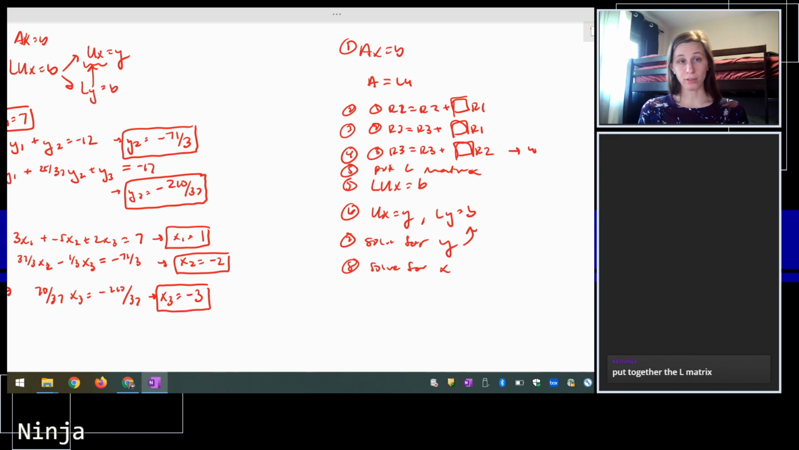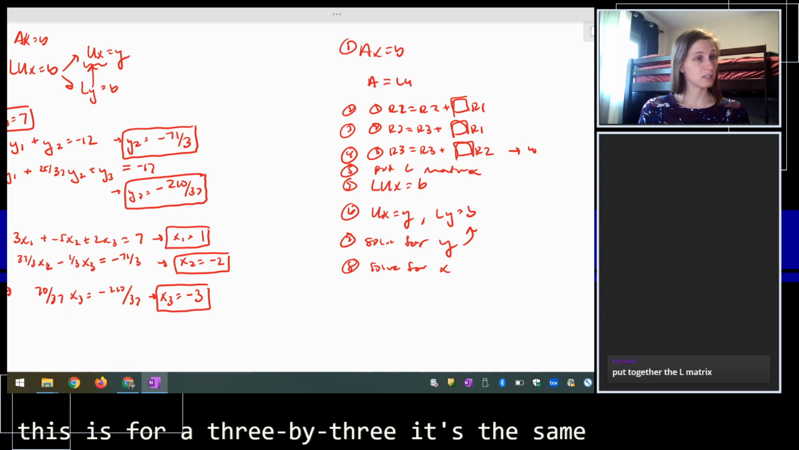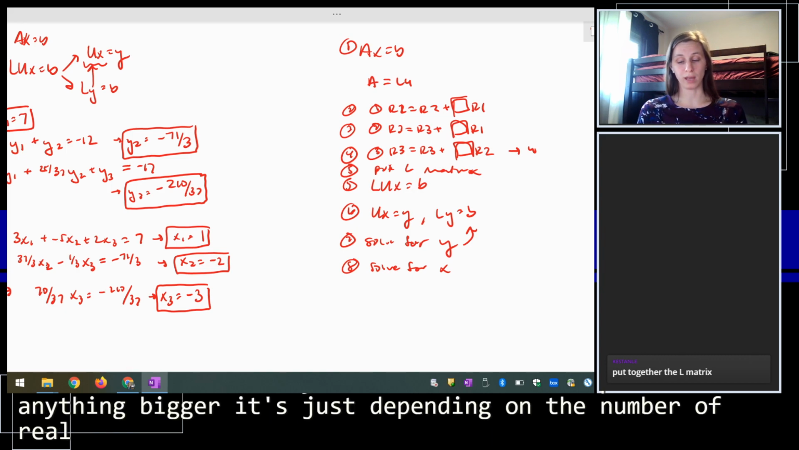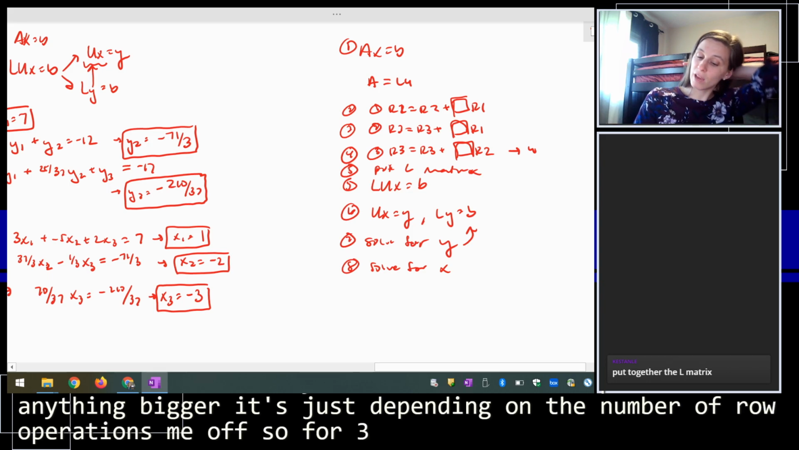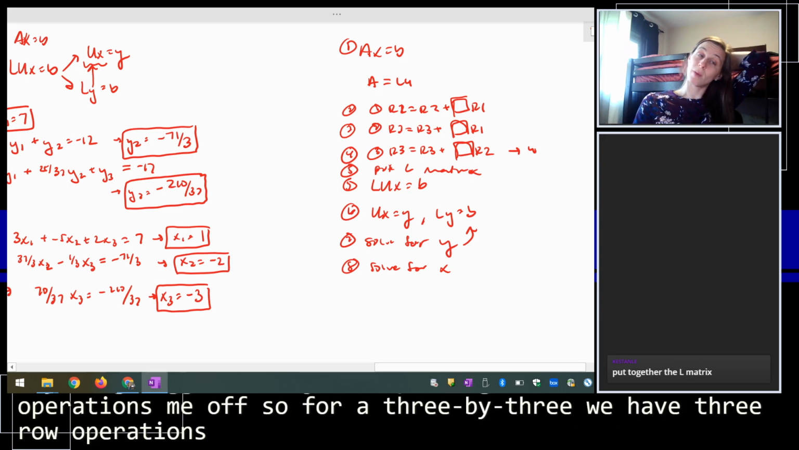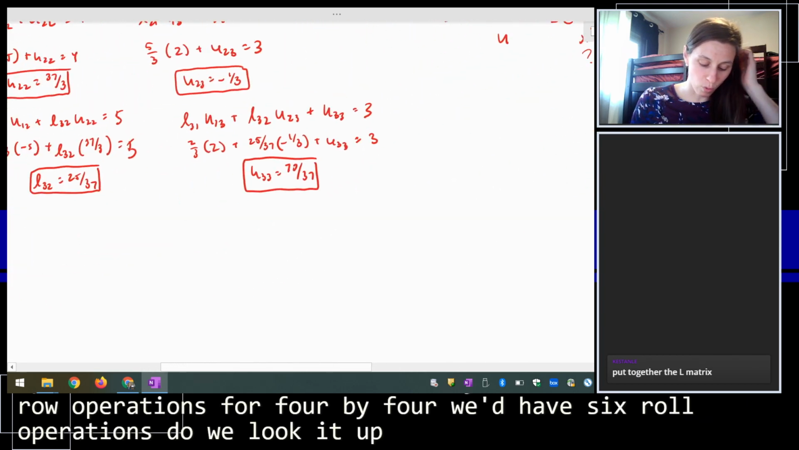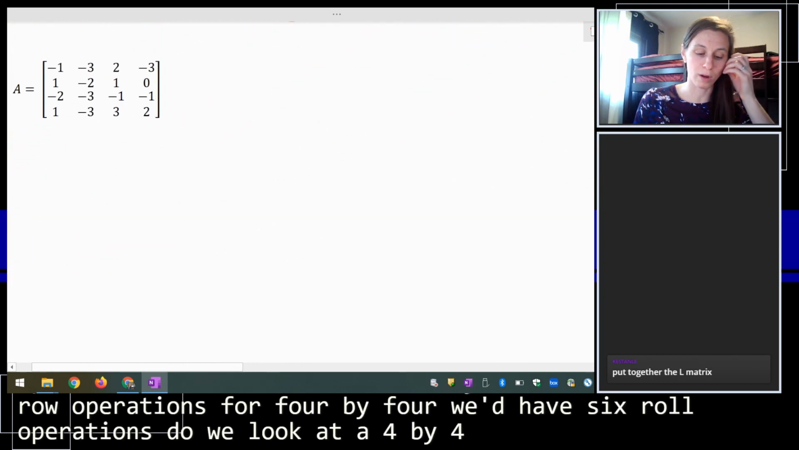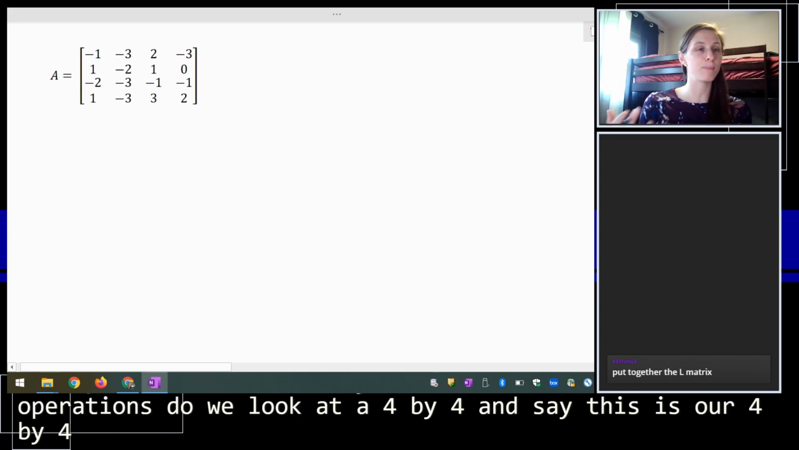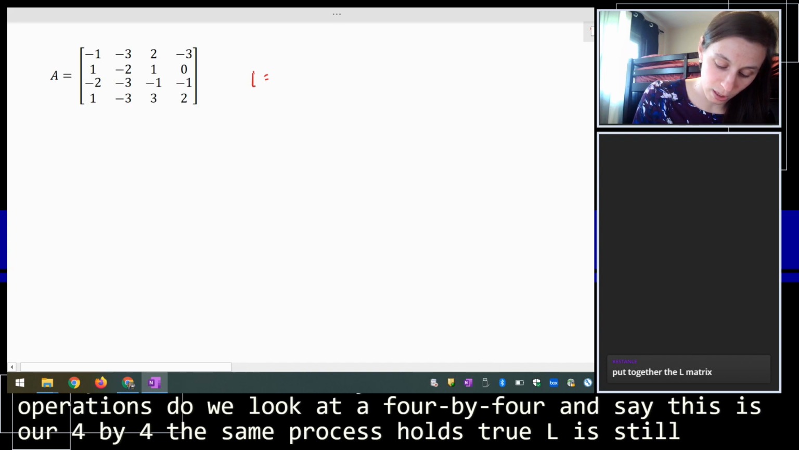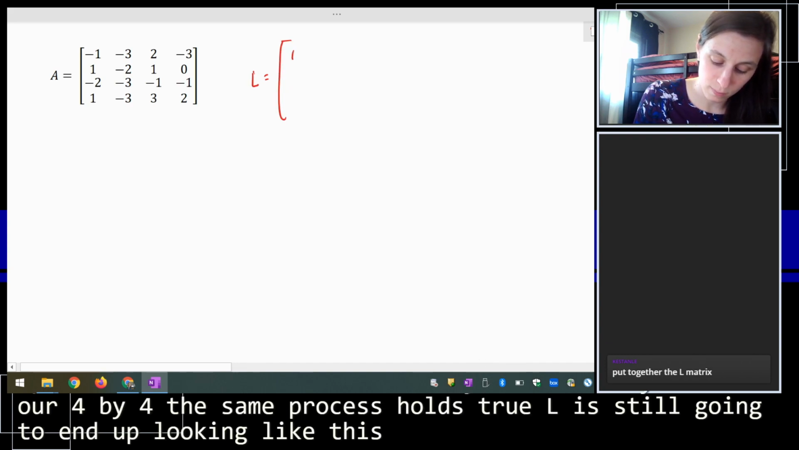This is for a 3x3. It's the same process for anything bigger. It just depends on the number of row operations we have. So for a 3x3, we have 3 row operations. For a 4x4, we would have 6 row operations. So if we look at a 4x4, let's say this is our 4x4. The same process holds true. L is still going to end up looking like this.